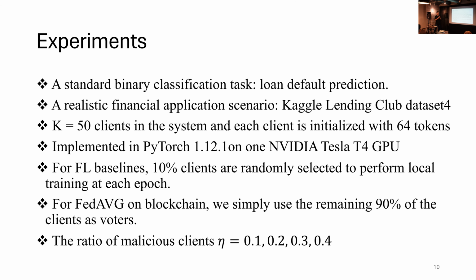So how we set up our experiments for the thesis. We have 50 clients within the system, running on top of PyTorch with one NVIDIA Tesla T4 GPU. I'm not the one who conducted the test, it was done by the team. We selected 10% to 40% of the clients as malicious clients, and then we run FedAvg on blockchain.